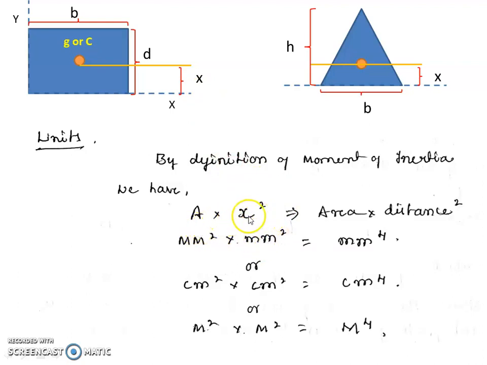So, in the definition of moment of inertia, we have area multiplied by distance square. The distance square is the distance between the centroid and the reference axis. So, the unit becomes area in millimeter square, once again multiplied by the square of the distance, that is also millimeter square, which gives millimeter to the power 4. Therefore, the unit of moment of inertia is of the order of power 4, whether it may be millimeter or centimeter or meter.